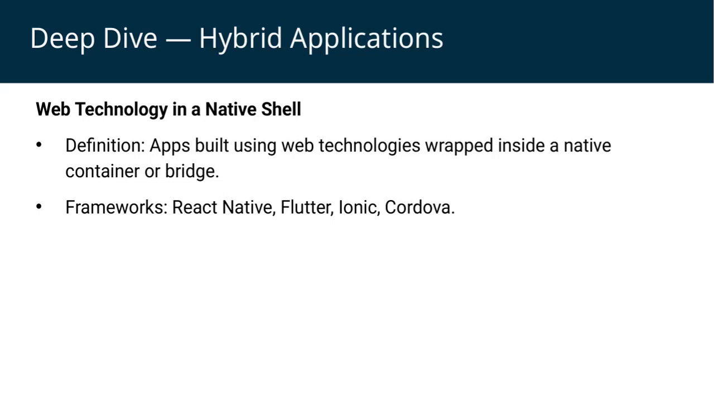Let's talk about web technology inside a native shell. This means building apps with web tools, like HTML, CSS, and JavaScript, then wrapping them in a native container that lets them run like regular apps. Frameworks like React Native, Flutter, Ionic, and Cordova make this possible. They bridge the gap between web and native, giving us flexibility and access to device features. This approach is what we call hybrid applications, and it's a powerful way to combine the best of both worlds.